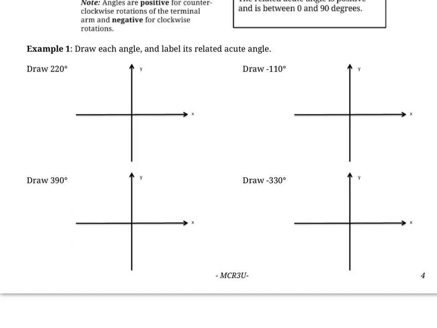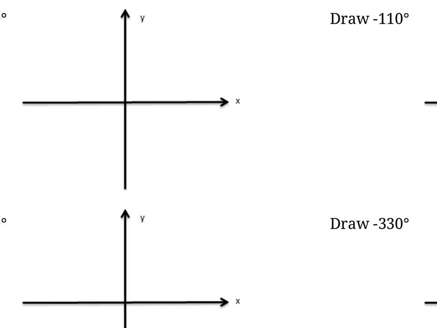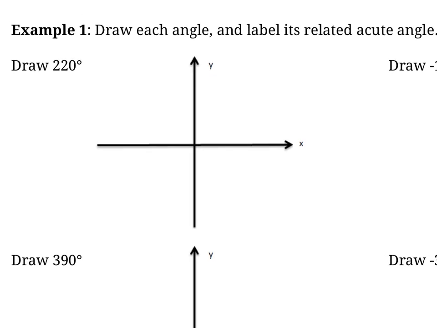So this question asks us to draw each angle and then label its related acute angle. So we're going to figure out what the angle is and then label the related acute angle. Before we can do that, let's first start labeling our XY grid when it comes to angles. We know that our initial arm has to start on the positive x-axis. So let's call this 0 degrees. If we were to open it up in the positive direction, we would go over here, and this would be 90 degrees.